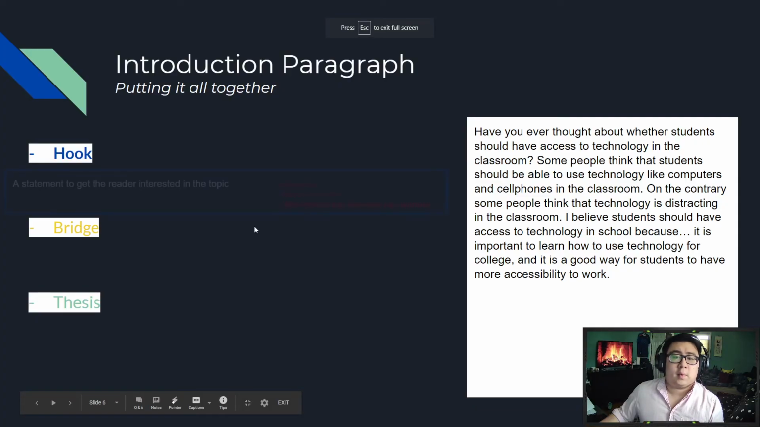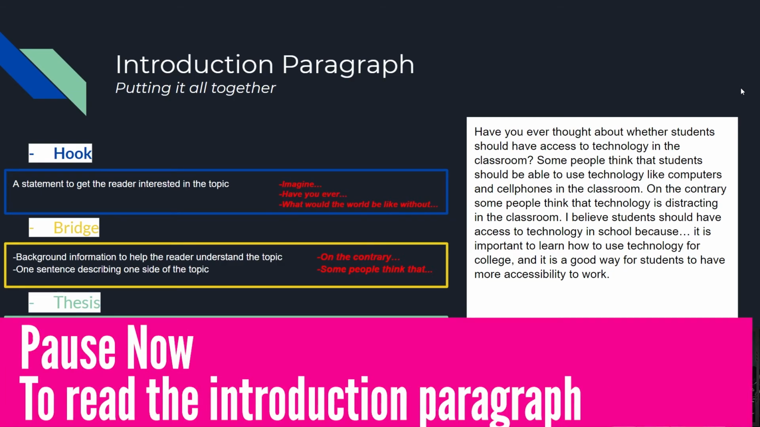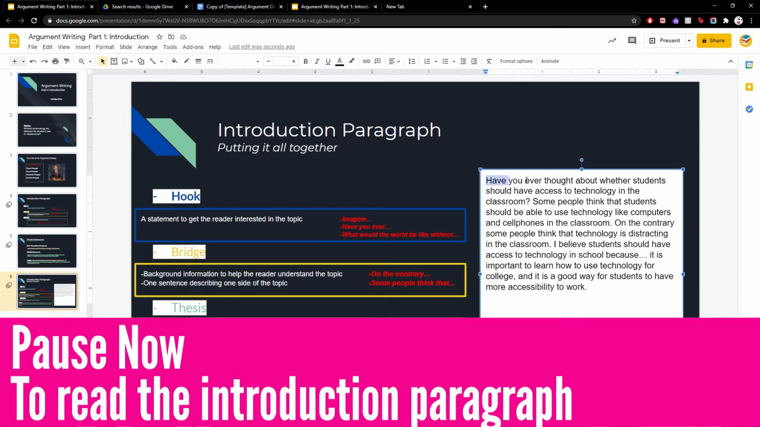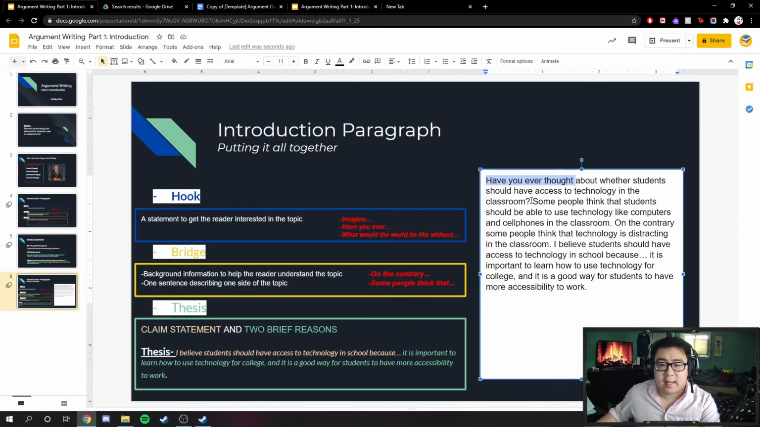Alright, so now I have my final introduction paragraph. If we go over it very quickly, you will see that I have my sentence starter here for my hook, and then I actually use 2 bridge sentences, so some people think and on the contrary, to give just enough background information on my topic, and then I have my thesis statement. I'm going to delete this real quick.